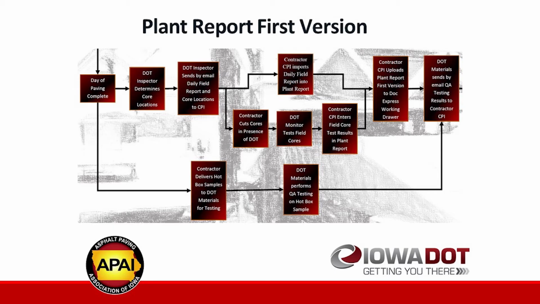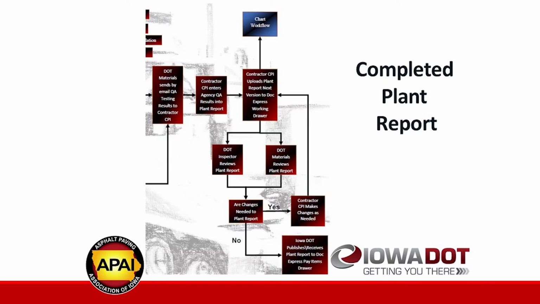The process remains the same then, and that's the far right, where DOT materials or whoever is running that sample will use the program that emails the DOT test results to the CPI. Once the contractor CPI gets those test results, they will enter them into the plant report and submit a second version to DocExpress. It'll be in the working drawer. It'll tie into the previous submittal. It won't be a separate line entry. It will be onto the same, or the previous submittal, I want to say.